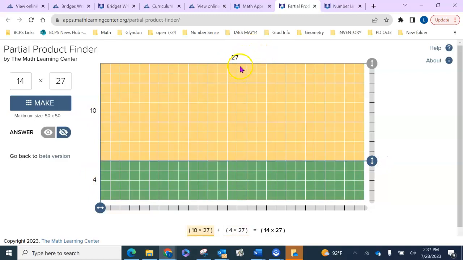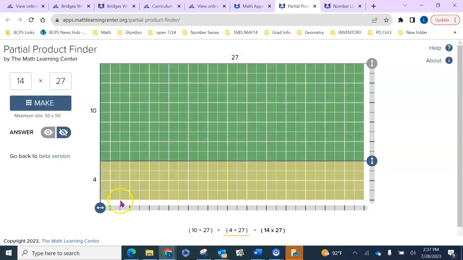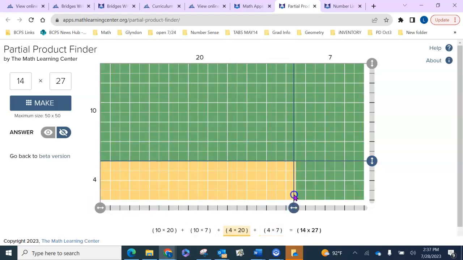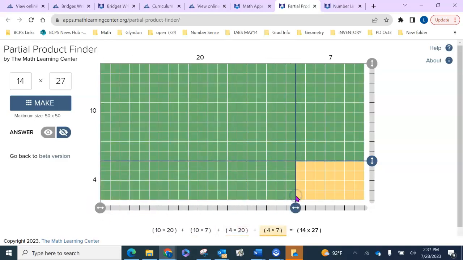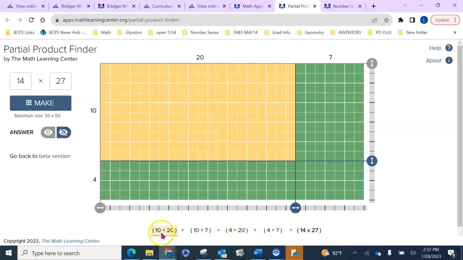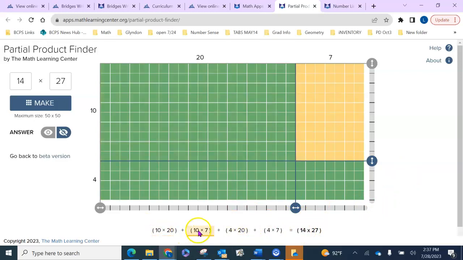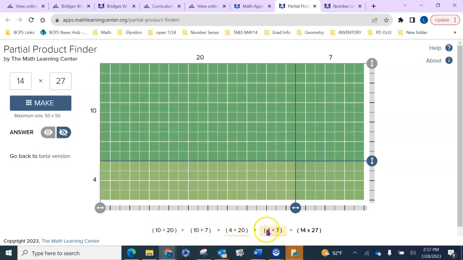I also want to break apart my 27, or decompose my 27, by its place value of 2 tens, which is 20, and 7 ones. So I slide that over there. So now I have 4 regions, which is what this question asks. So again, we can see all the partial products on the bottom. There's 10 times 20 plus 10 times 7 plus 4 times 20 plus 4 times 7. It's the same as 14 times 27.